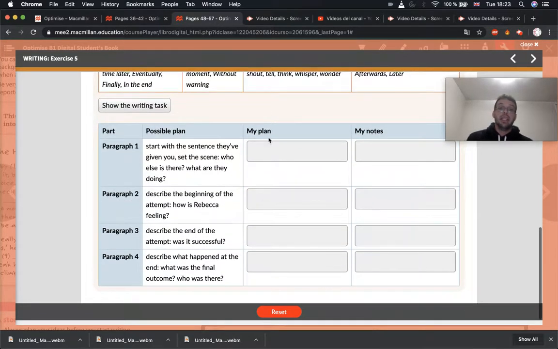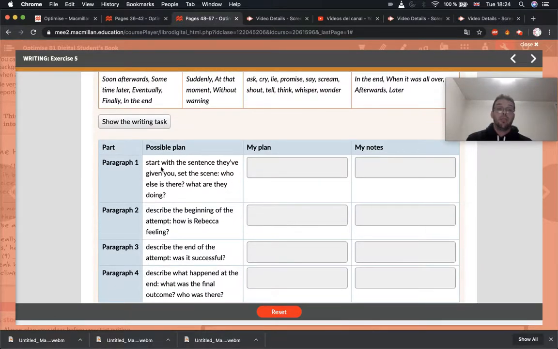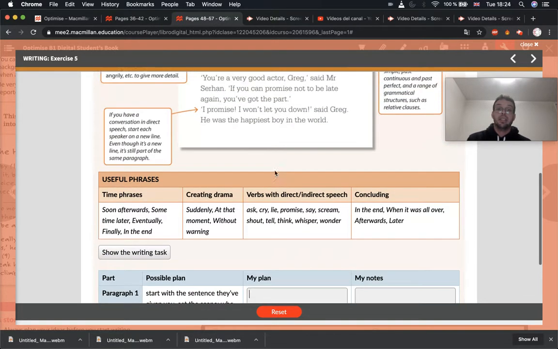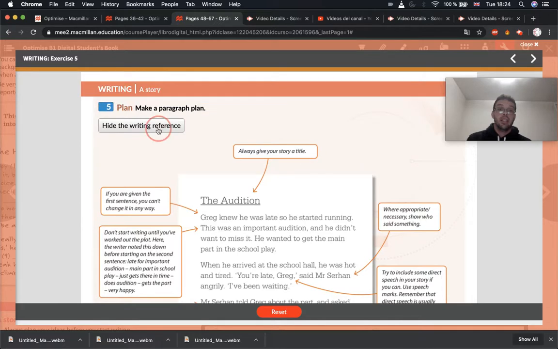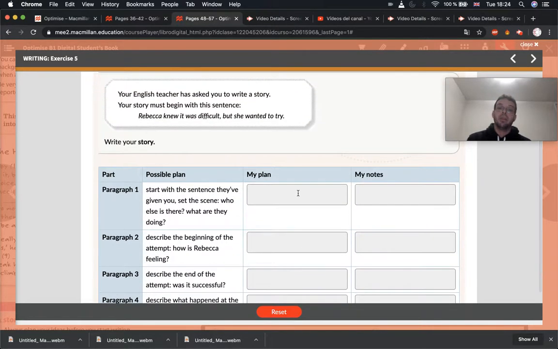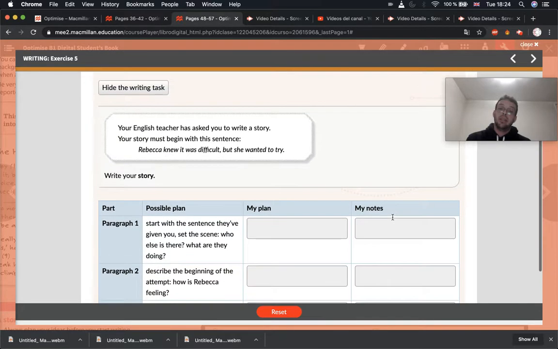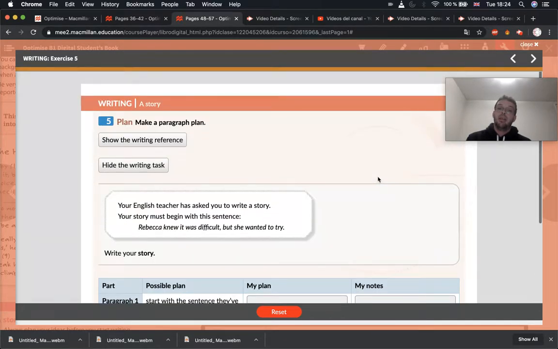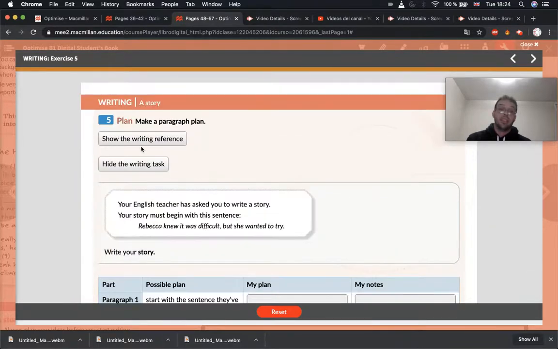So what I would suggest is, follow the instructions here and make a short plan, basically answering the questions that it's asking. Start with the sentence they've given you, then set the scene. So who else is there and what are they doing? You're there with Rebecca. I'll hide this now. Again, we're talking about Rebecca, but who else was there? Her friends, her colleagues, her parents, her family. And then what I would suggest in the part where it says my notes is to maybe put some phrases that you like to use.